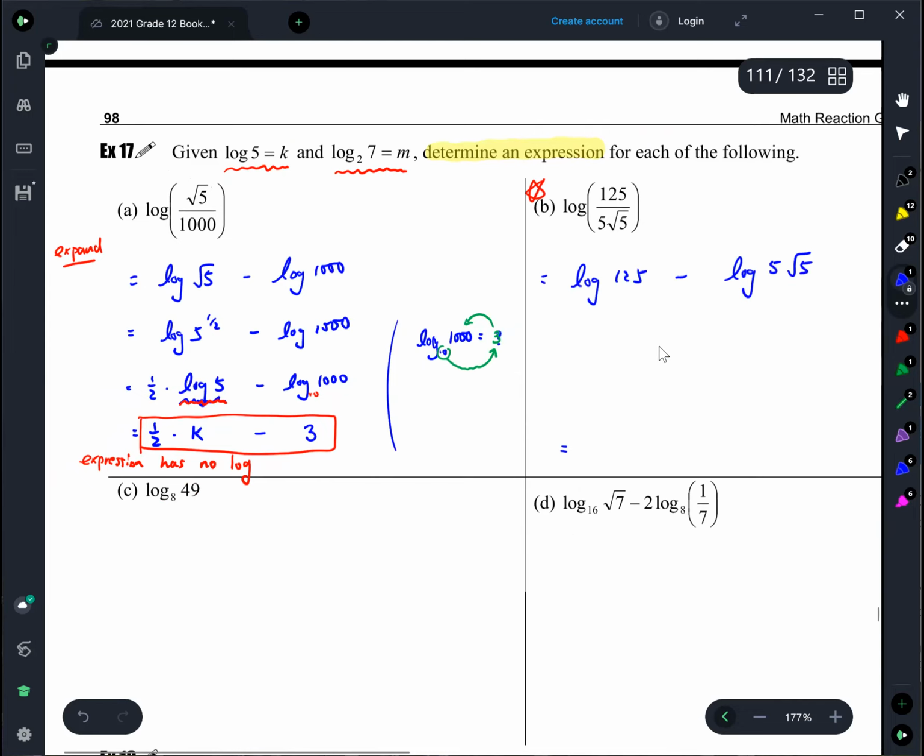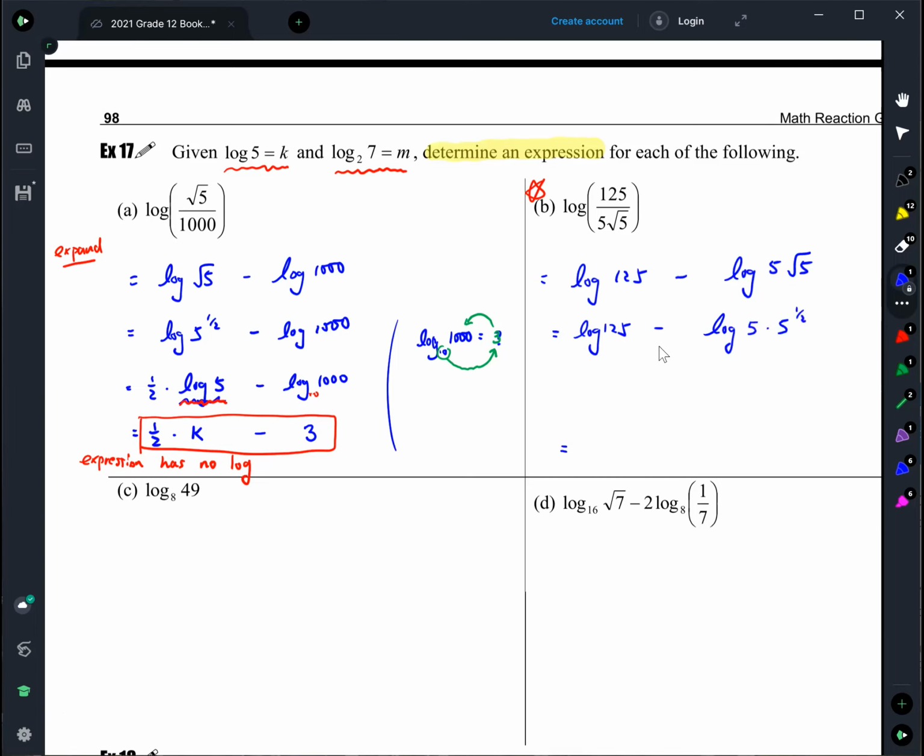I put log 125 minus log, I'm not sure. I just put 5 times 5 to the power 1/2. 5 times 5 to the 1/2. Yeah, so far it still makes sense. You tell me what you did next. Oh, I didn't get anything else after. Okay, then let's talk about it. What do you think we can do next?